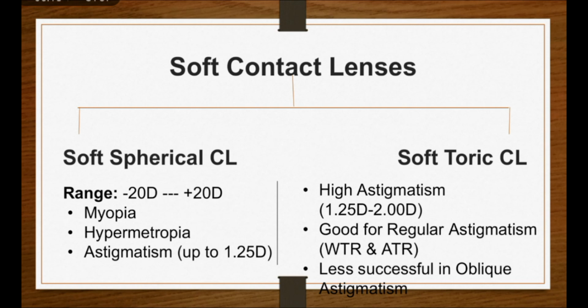But if we apply a soft toric contact lens in the eye, and the patient has oblique astigmatism, there will be some rotation of the axis, right? So we cannot place the axis in oblique astigmatism correctly, so that is why it is less successful in oblique astigmatism. Or you can also use soft toric contact lenses in the case where the patient does not want to wear RGP contact lenses.